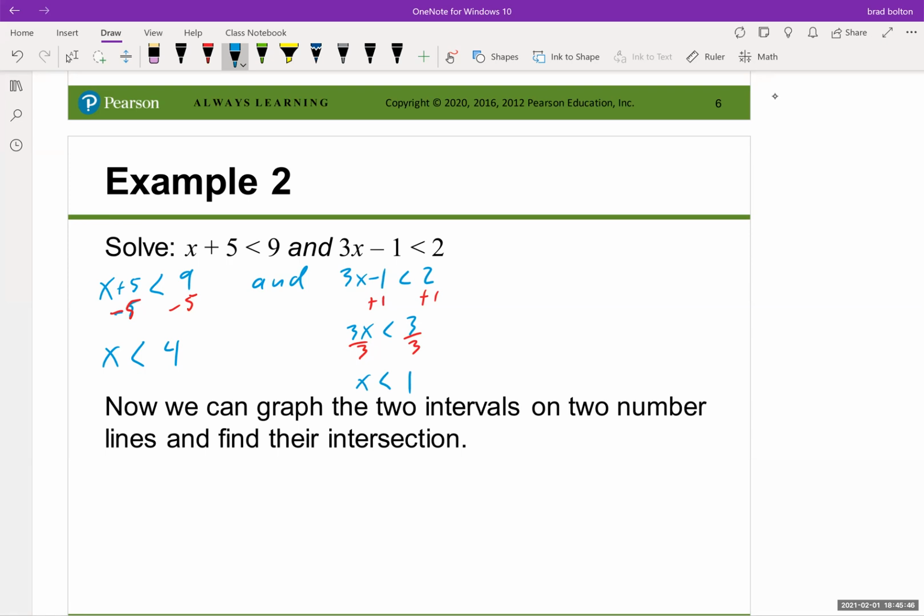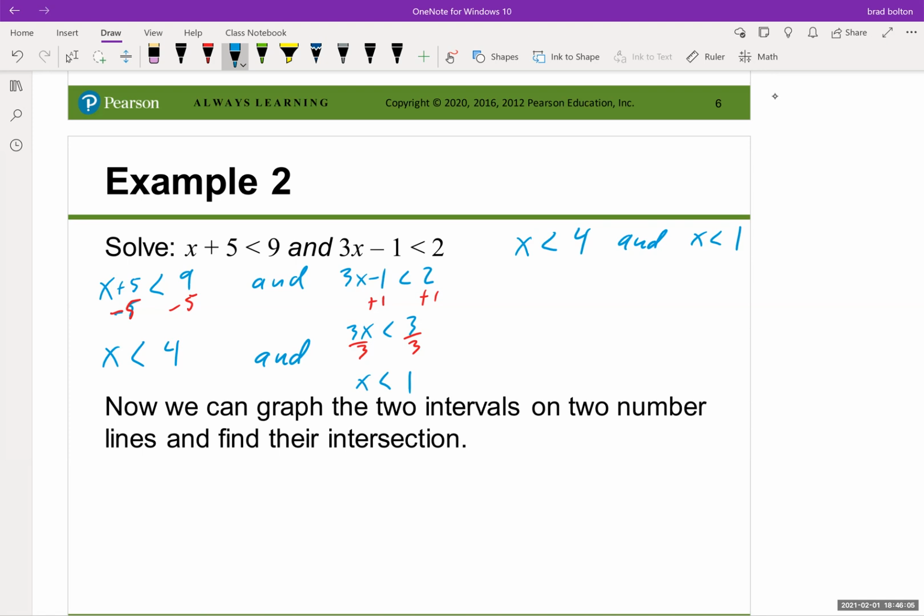Okay, so we have these two situations: x is less than 4 and x is less than 1. So the numbers we're looking for must be less than 4 and also less than 1. Okay, and we're only allowed to use numbers that answer both of these questions correctly.